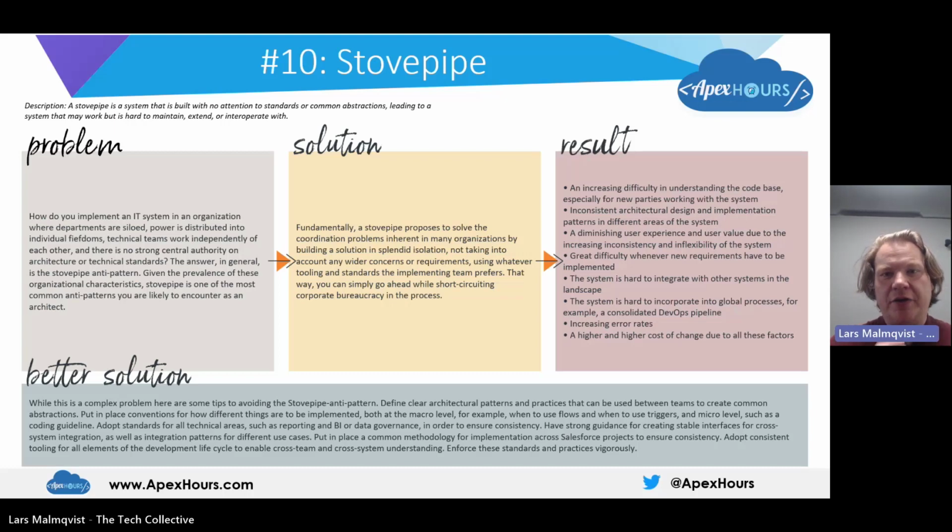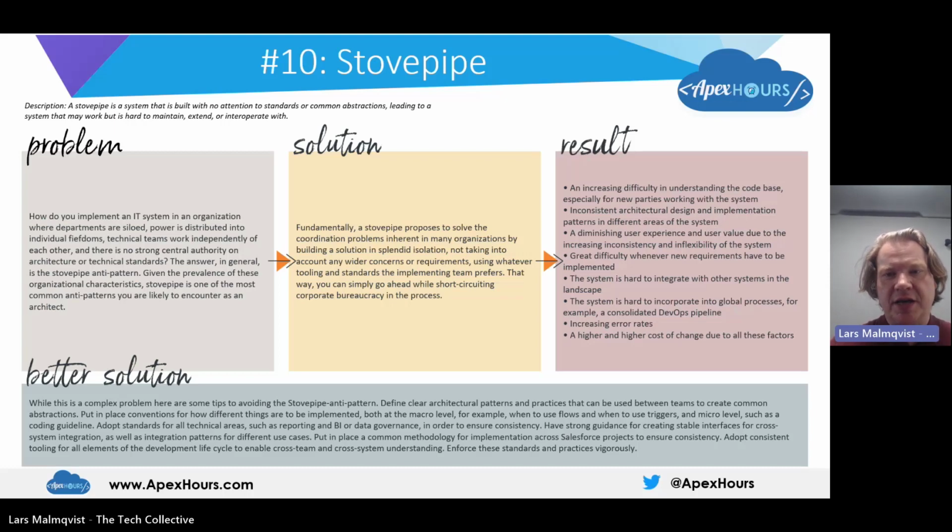The Stovepipe anti-pattern occurs when a system is built in isolation without any attention to wider concerns, standards, or requirements. That can happen when you have an organization with highly siloed departments or when you lack any kind of central architecture governance or development standards. It can seem like a really good solution in the short term, because if you're an ambitious manager and you need a new IT system, this approach will get you something quickly, right? You don't have to contend with a lot of constraints.